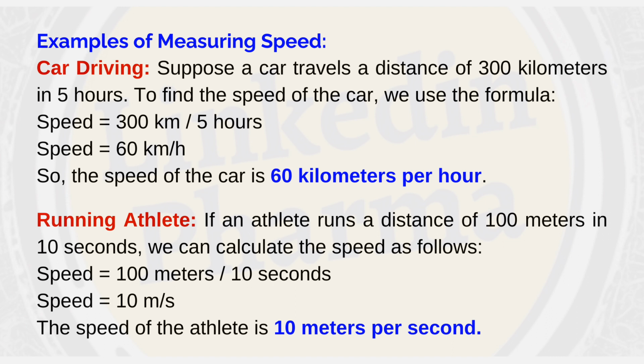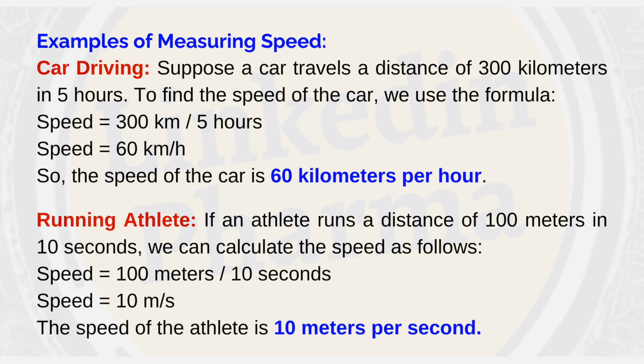Suppose a car travels a distance of 300 kilometers in 5 hours. To find the speed of the car, we use the formula. Speed equals 300 kilometers divided by 5 hours, which equals 60 kilometers per hour. So, the speed of the car is 60 kilometers per hour.